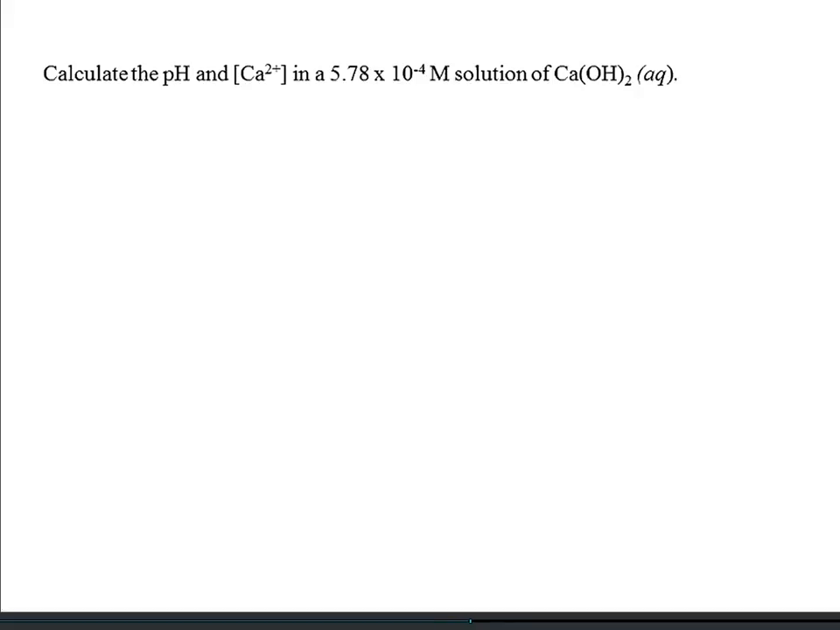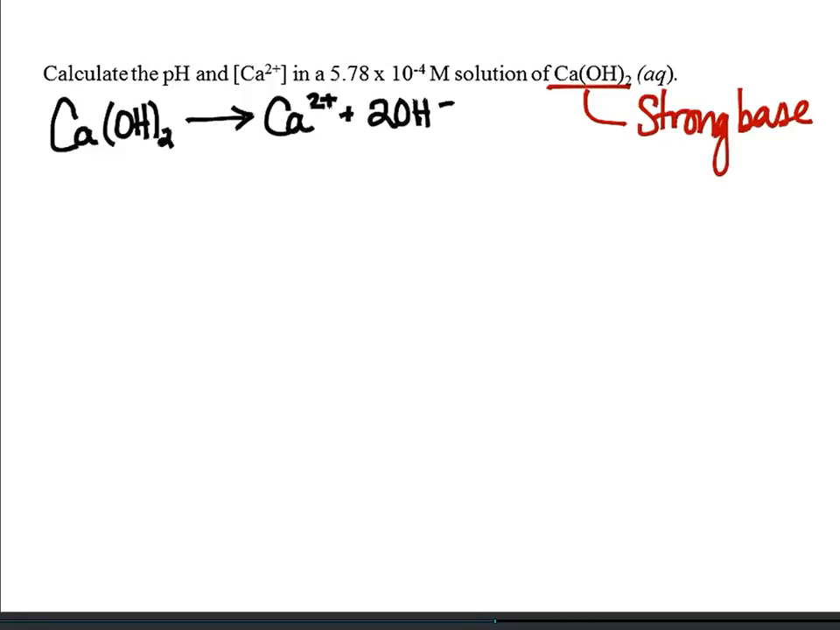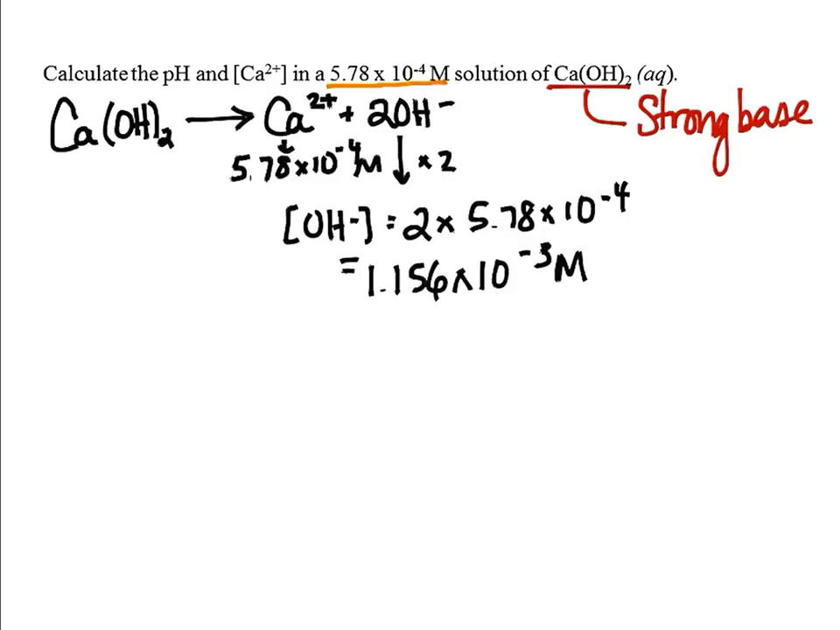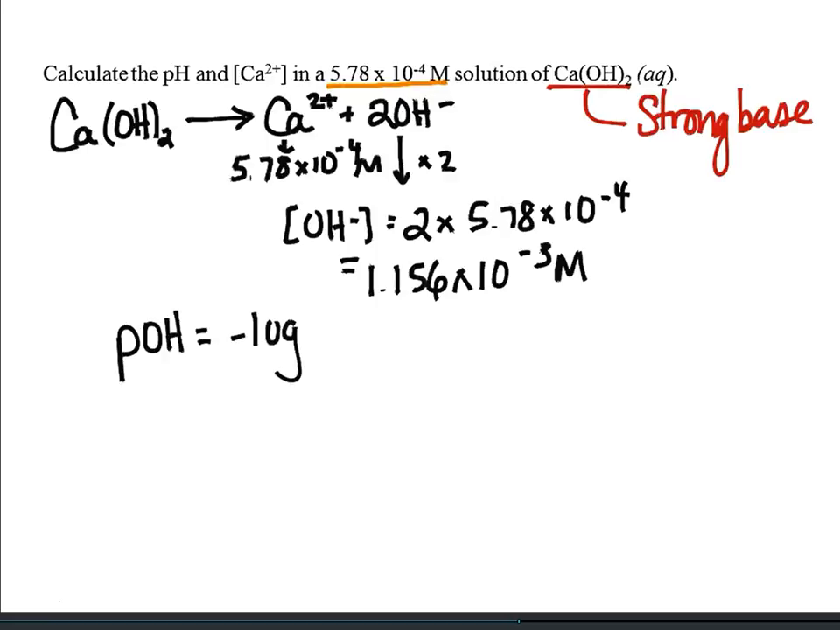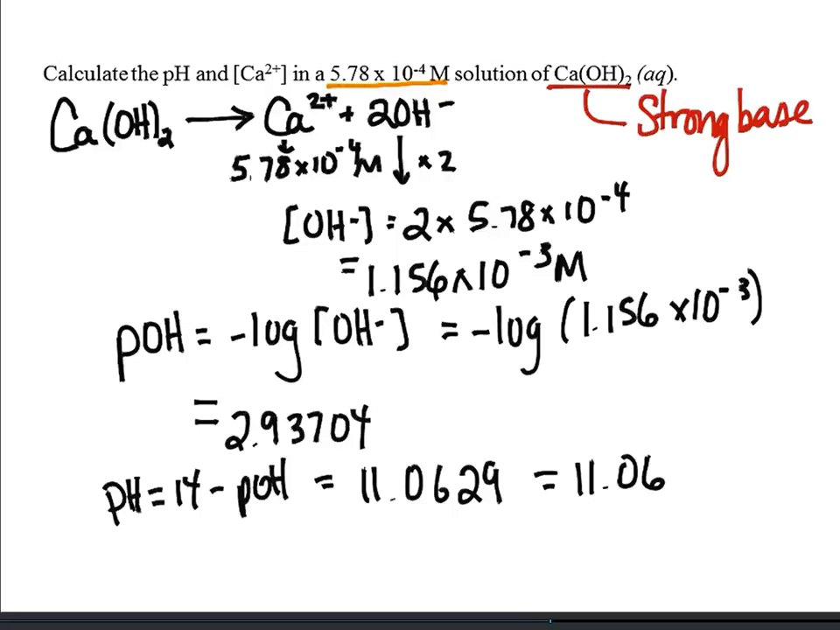Calculate the pH and the calcium ion concentration in a solution of calcium hydroxide, which is a strong base. Another important little tidbit is that calcium hydroxide will dissociate into 2 moles of hydroxide ion for every 1 mole of calcium hydroxide. So that means that you actually form 1.156 times 10 to the minus 3 molar hydroxide ion. pOH is going to be the negative log of the hydroxide ion concentration, and that's going to give you 2.93704. pH is 14 minus that number, 11.06.